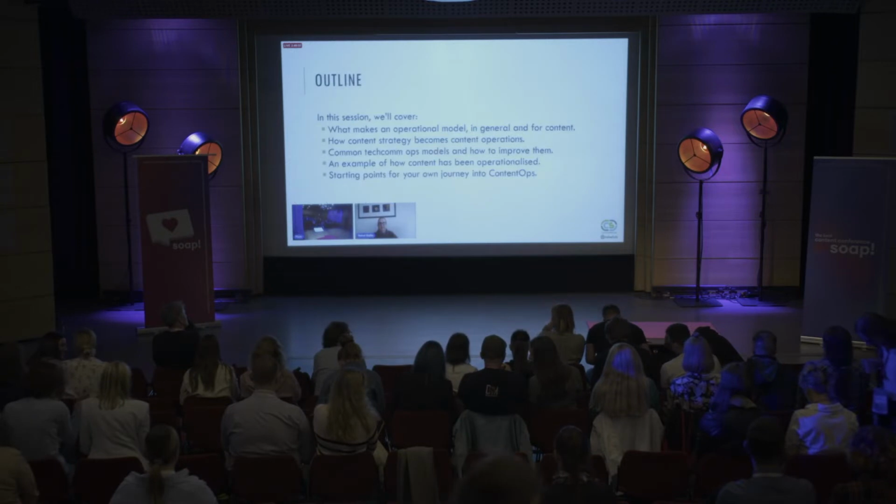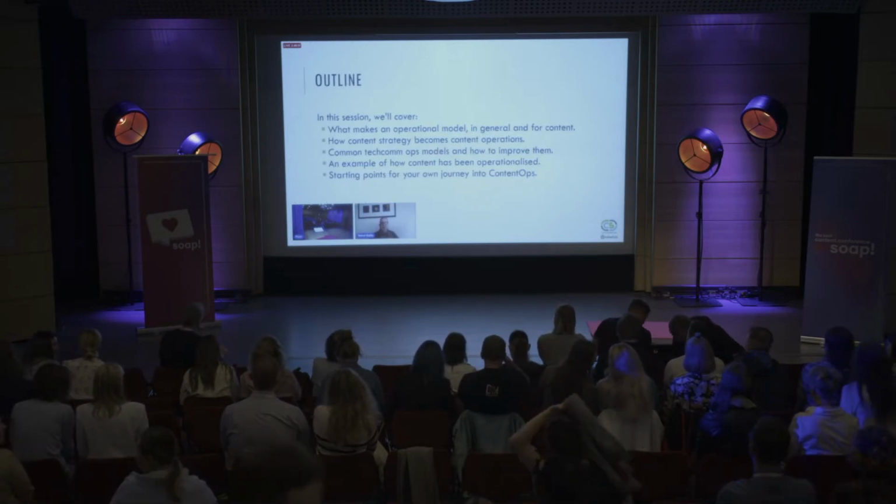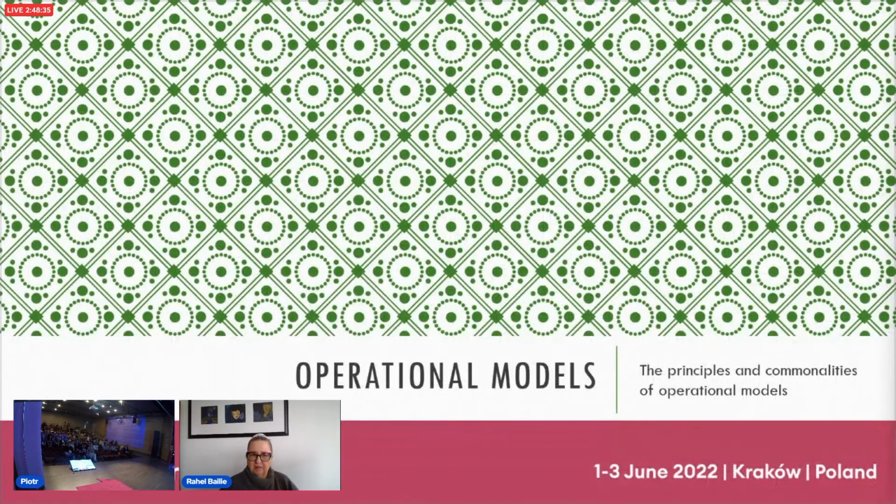So we're going to go relatively quickly because I don't want to bore anyone. In this session, we're going to look at what is an operating model in general, and then for content, how do you take a content strategy and turn it into content operations, and then more specifically, in techcomm operating models, how to improve them. We're going to look at an example and then give you some tips on how to start your own content operations. So first of all, what is an operating model?